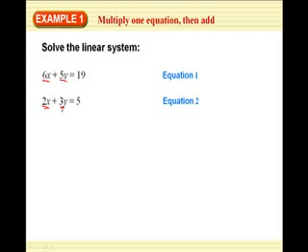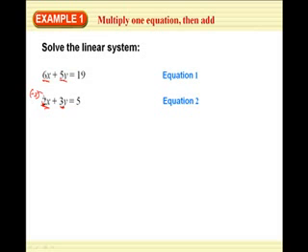So if you look at this, let's make one of them be the opposite so we can add them. And I see right away I can make 2 a 6. Well, how do you make 2 a 6? You take it times 3. But we don't want it to just be a 6. We want it to be the opposite. So I'm going to multiply it by -3.